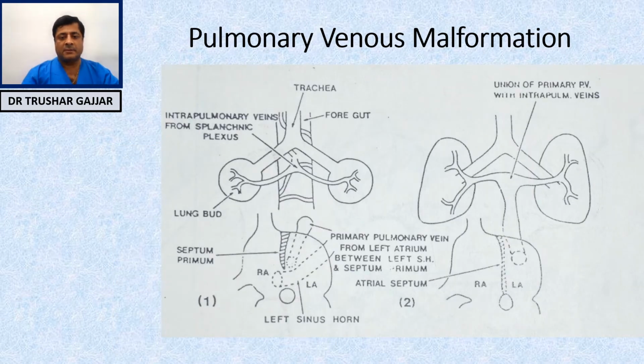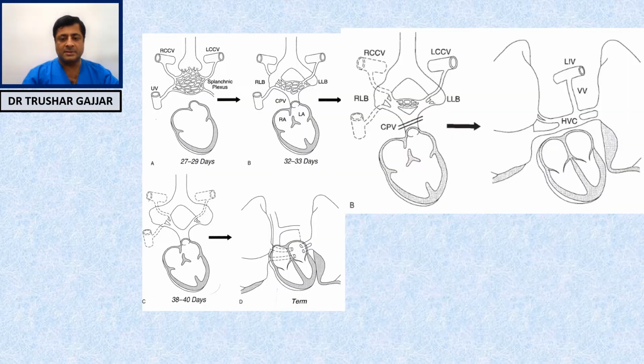Let us see the malformations of pulmonary venous development. So we have seen that pulmonary veins form from the splanchnic plexus from the lung buds and a venous outpouching from the posterior wall of the left atrium. These two fuse and form the pulmonary venous system. But suppose this communication gets interrupted. There is no communication developing in between these.